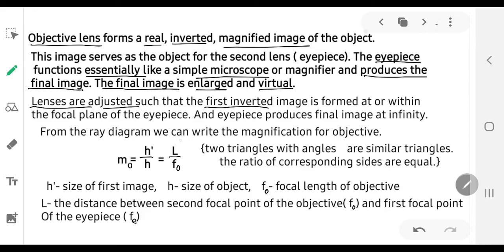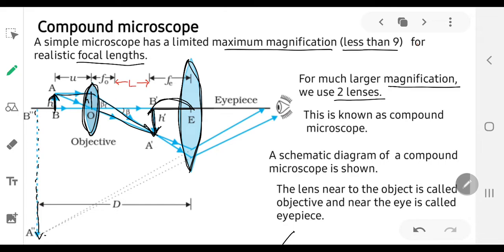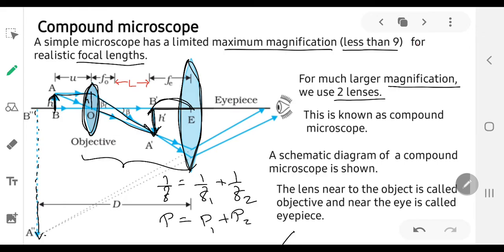So from the ray diagram we can write the magnification for the objective. You all know it is nothing but a combination of lenses. For a combination of lenses, the effective focal length is given by 1 upon f is 1 upon f1 plus 1 upon f2. So the total power of the combination is the sum of the powers of the two lenses. The total magnification caused by the combination of the lenses is equal to the product of the magnifications produced by both the lenses, M1 into M2.